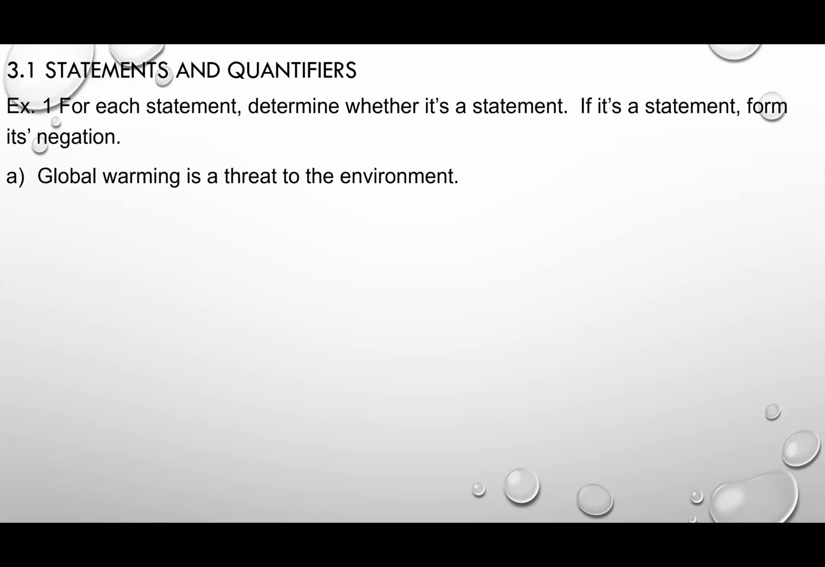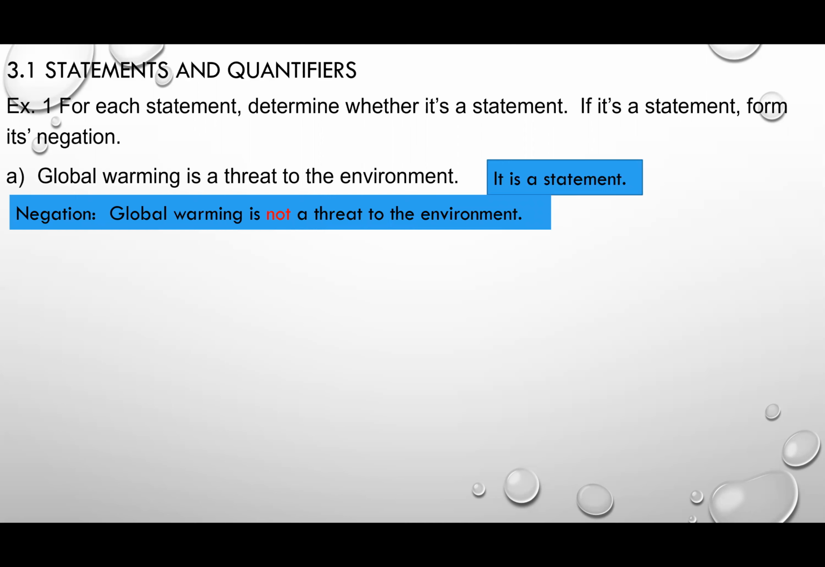So the first sentence we have is: global warming is a threat to the environment. As you can see, this can be a true statement or a false statement, right? This depends on what you believe in. So in this case, you can see that this can be either true or false. So this sentence is a statement. And if this is a statement, how can we negate it? Well, very easy. We see that we don't have the word not. So to negate it, all we need to do is insert the word not, which gives global warming is not a threat to the environment, right?